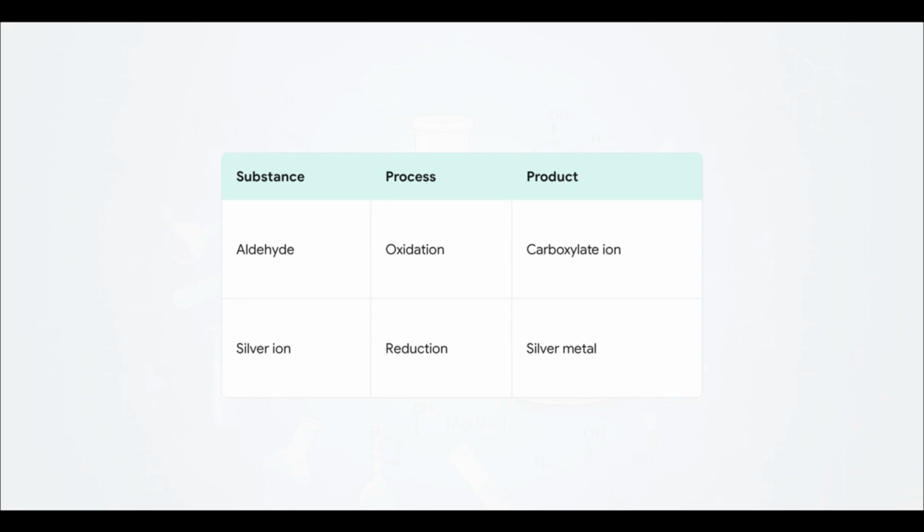simultaneously. The aldehyde is undergoing oxidation, meaning it's losing electrons and transforming into a carboxylate ion, which is essentially a carboxylic acid. And at the exact same time, these silver ions are undergoing reduction. They're grabbing those lost electrons and transforming into solid metallic silver. Since oxidation and reduction are happening as a pair here, this is officially classified as a redox reaction.